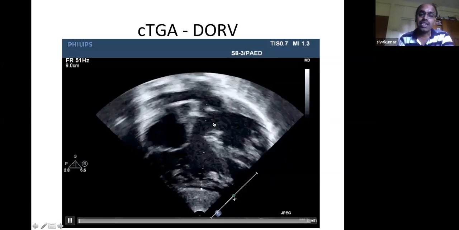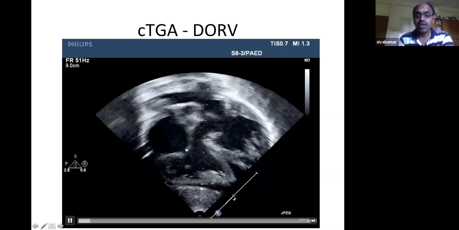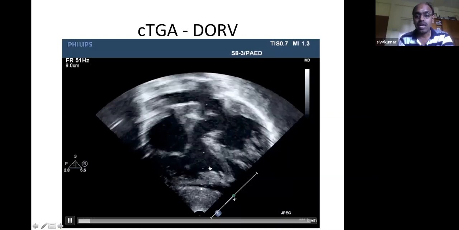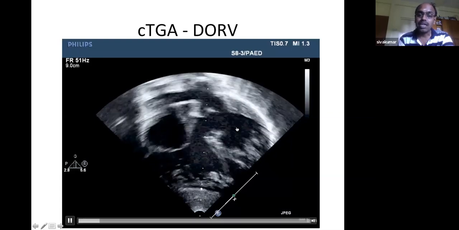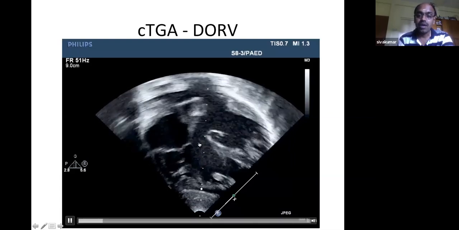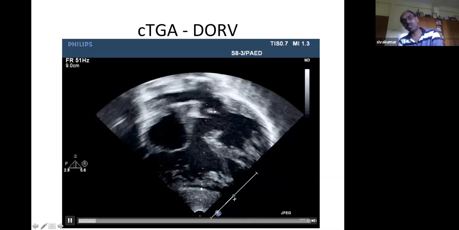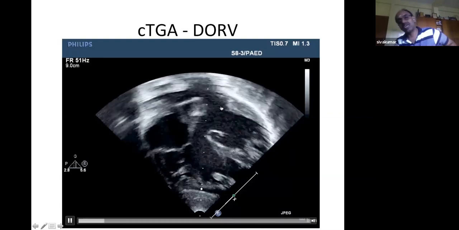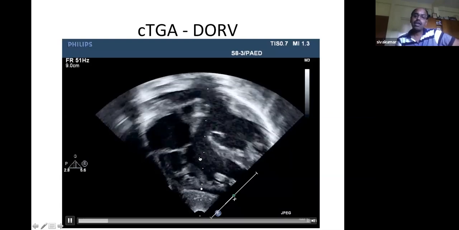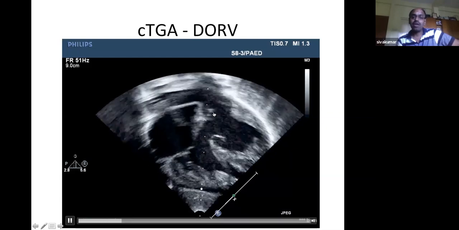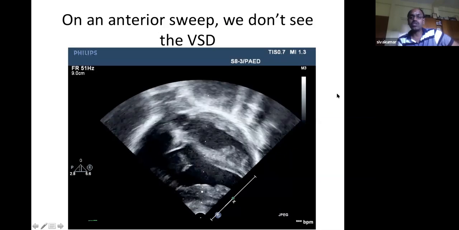So this is a corrected transposition with a DORV. This is the right atrium, mitral valve to left ventricle. The pulmonary valve is completely arising from this right ventricle, but this VSD can be routed towards this pulmonary valve. So this is a corrected transposition with a double outlet right ventricle, where ventricular tunneling will be done towards the pulmonary valve, committing this as the systemic AV valve, and then performing an arterial switch.